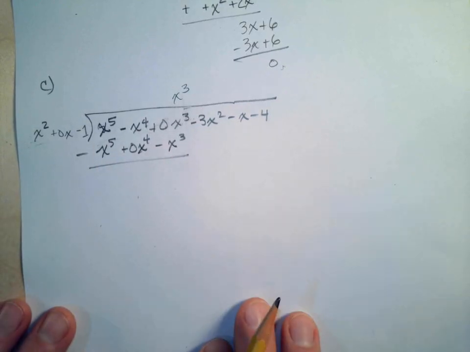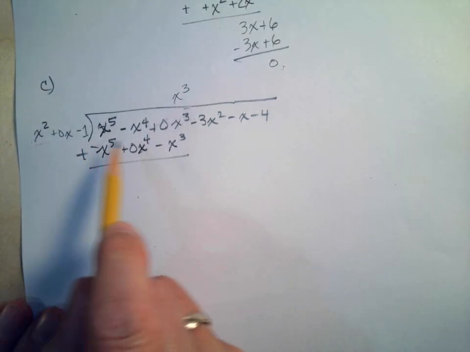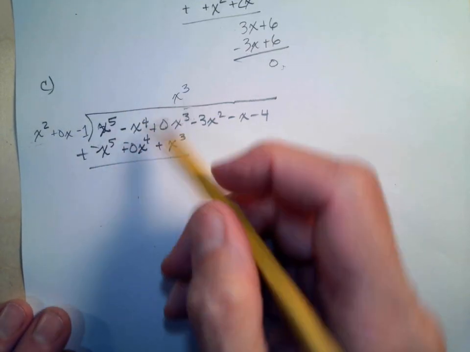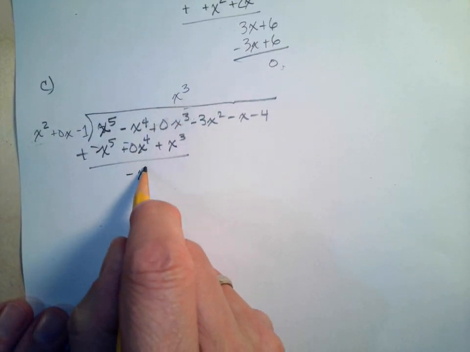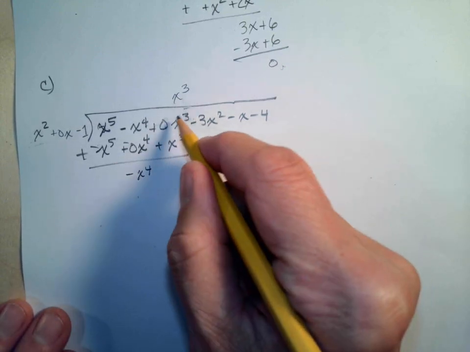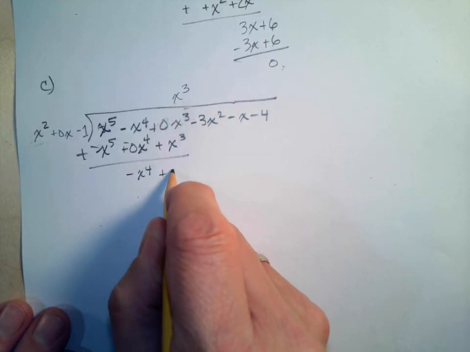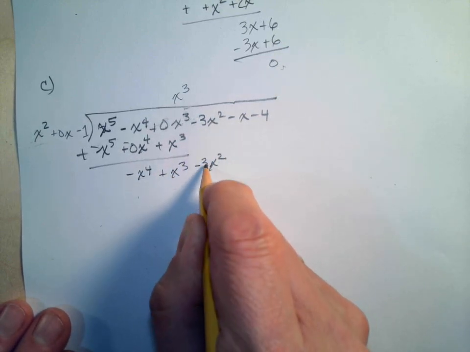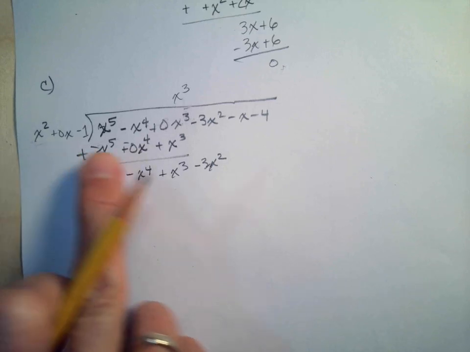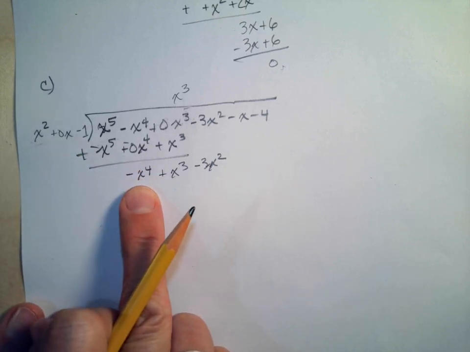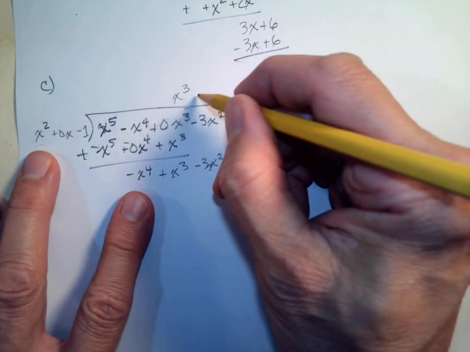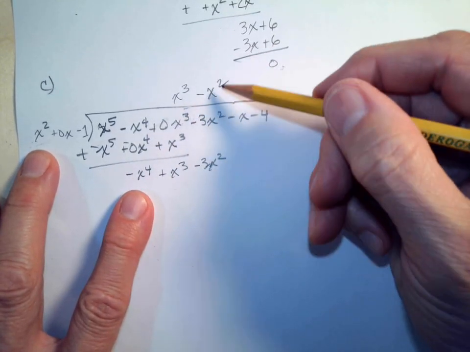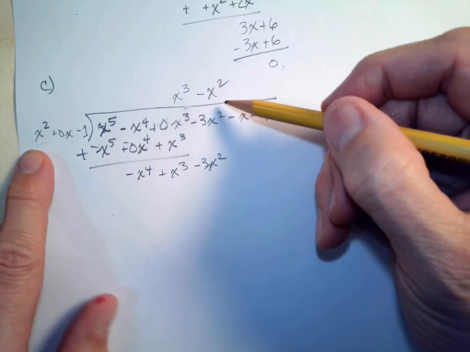I subtract. Only rather than subtract, I'm going to add the opposites. All right, so that goes away. This is going to be negative x to the 4th. This will be plus x cubed, and I bring down the next term, minus 3x squared, and I start again. What times x squared gives me negative x to the 4th? That's going to be negative x squared. Notice, like terms. Okay?